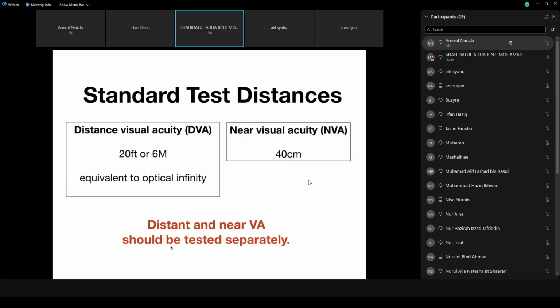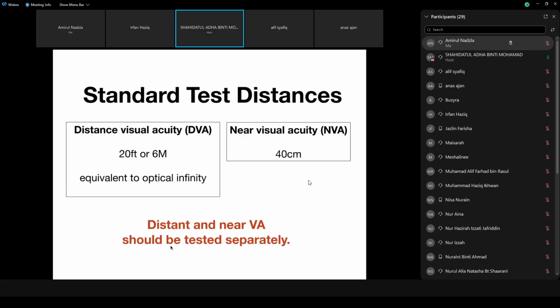Okay, what are the standard test distances? Meaning, how do we assess the visual acuity? So we have two standard test distances, which are distant visual acuity and near visual acuity. This distant visual acuity is a must for everybody to know. The near visual acuity is supplementary, in which we will assess subjects aged more than 35, like 38 nearing 40, because they will have some reduction in accommodation, as well as perhaps pediatric patients that have undergone cataract surgery.